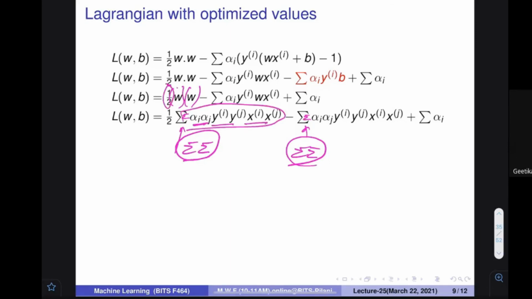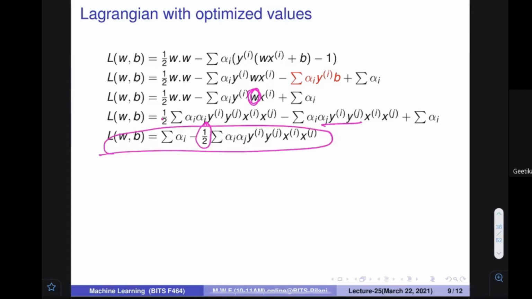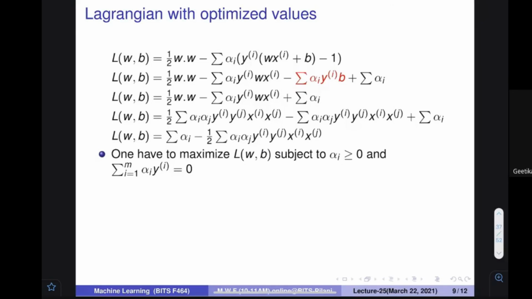And here the value half is also there. And then the same quantity you are going to get from here also. So when they are substituted, because w was there, if you substitute into the w, you are going to get the same value. So minus becomes half over here. So this is the value that you get from this. To minimize this value, we have to maximize.